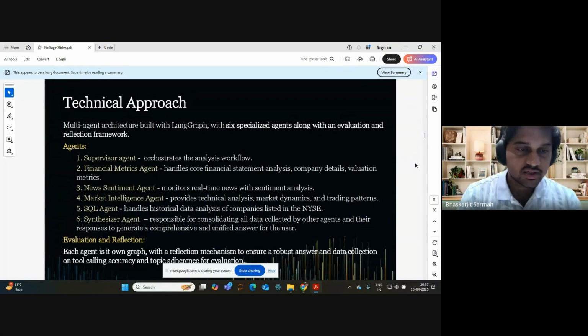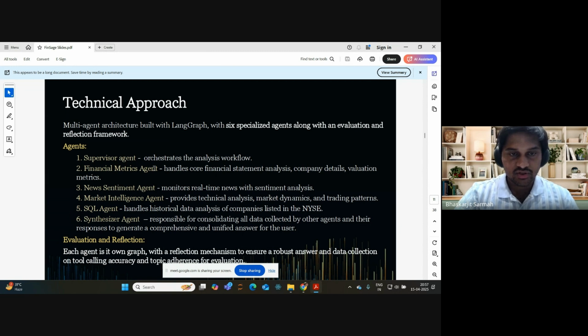It is a multi-agent workflow. Here we have multiple different agents, and all of them are supervised by this supervisor agent, which orchestrates the entire analysis workflow. And then we have four different individual, specific agents.